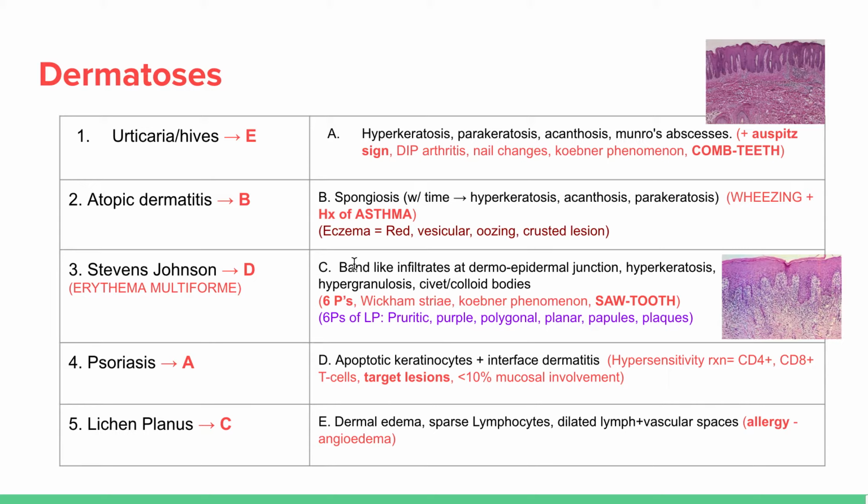And what you're going to see are band-like infiltrates at the dermo-epidermal junction, hyperkeratosis, hypergranulosis, and some civatte or colloid bodies. Okay, and you're also going to see some Wickham striae on gross appearance, these little gray lines that run through the lesion. Okay, so that's the dermatoses.